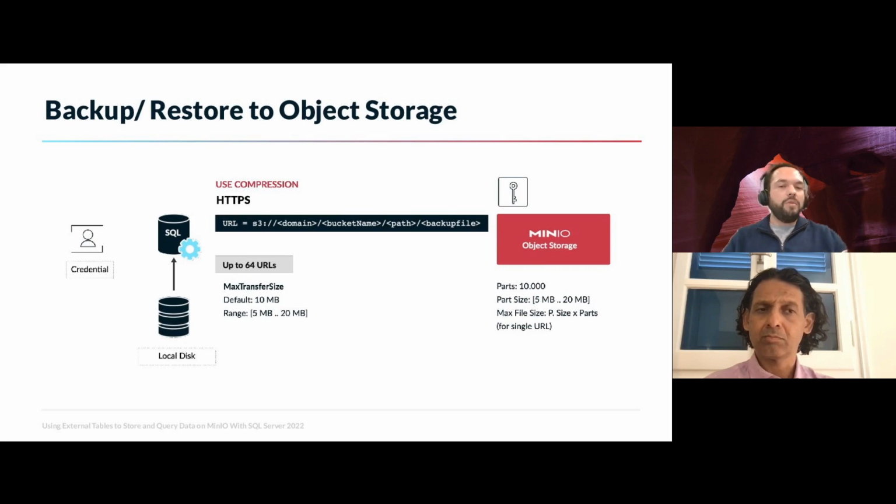and we can split that across 64 URLs. That gives us the overall capability of backing up a database of roughly around 4 terabytes from SQL Server to an object storage. And 4 terabytes without compression. If we add compression, which we strongly advise to add compression, it has several benefits in this scenario.